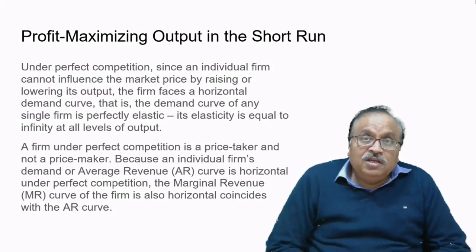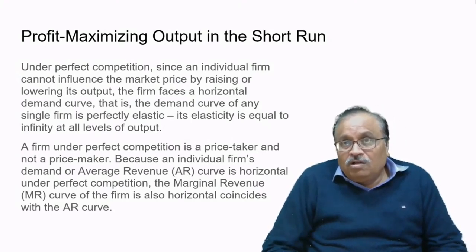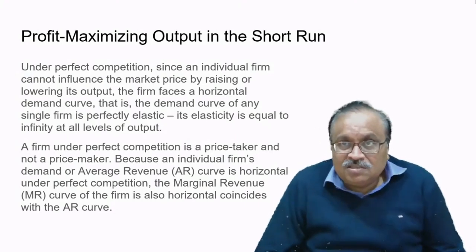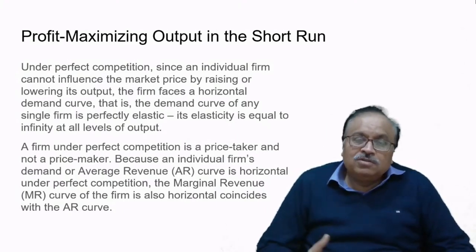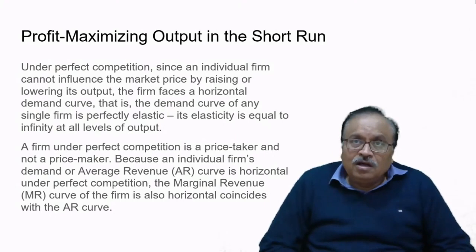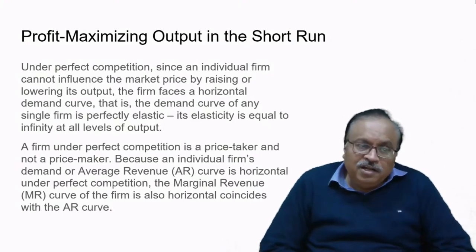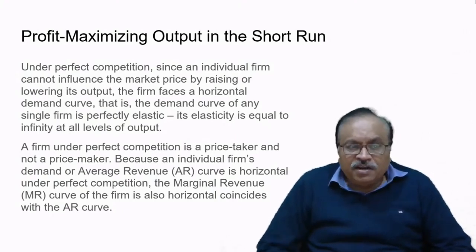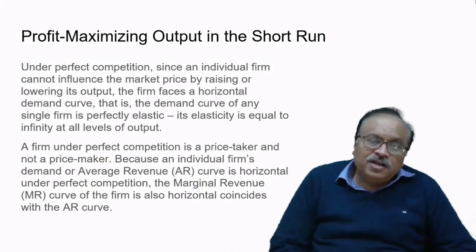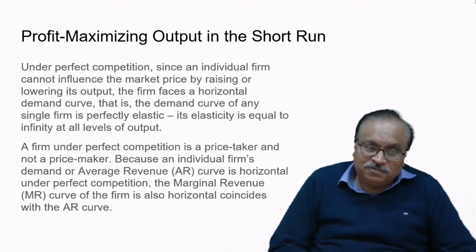Price taker means it has to accept the price prevalent in the market for that product. Since a lot of sellers are there, perfect competition exists. In perfect competition, it is the market which determines the price of the product which can be sold, and therefore a firm in perfect competition is only a price taker, not a price maker. Because an individual firm's demand or average revenue curve is horizontal under perfect competition, the marginal revenue curve of the firm is also horizontal and coincides with the AR curve. AR curve is the average revenue curve.